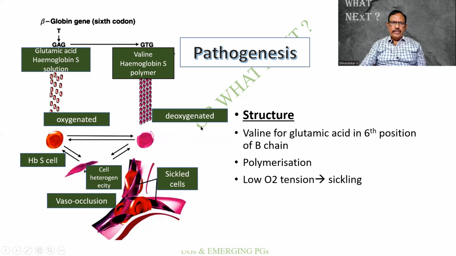This happens in deoxygenation. So it is a normal RBC and this will be the sickled RBC. Initially, there is a reversible sickling, but later on can go in for irreversible sickling, resulting in vaso-occlusion and the crisis. Low oxygen tension precipitates it.